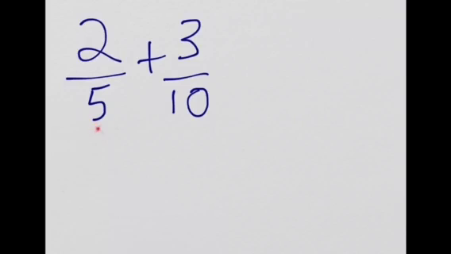What about then when I have different numbers on bottom? For example, here I have 2/5 and 3/10. Can I add straight across and get 5 over something? No. When the denominators are different, I have to change one of the fractions to make them the same.